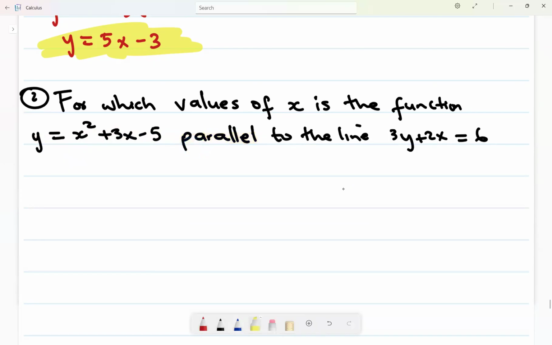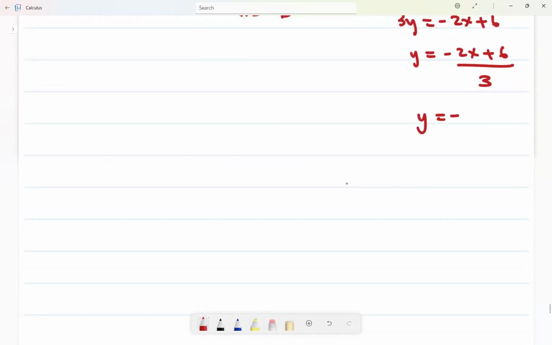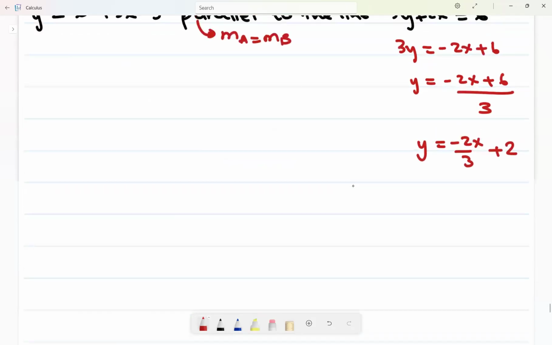Remember, for parallel lines, what do we remember about parallel lines? For parallel lines, the gradient of A is equal to the gradient of B. Okay? So now, let's write this equation neatly. 3y is equal to, take 2x to the other side, negative 2x plus 6. Then y is going to be negative 2x plus 6 divided by 3, which is just the same as y equal to negative 2x divided by 3 plus 6 divided by 3, which is just 2.